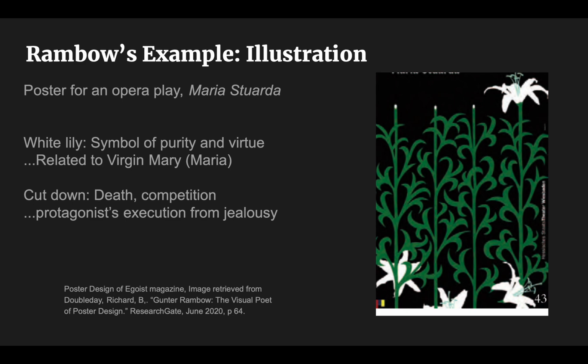The queen wanted to eliminate the competitor, who is Maria, and orders to kill her. However, only one lily, symbol of innocence, remains, which contradicts with the story because Maria was the one who was cut off. As Rambow said, he designed narrative posters, but also allowed room for viewers to ponder and interpret its meaning, producing new insights.